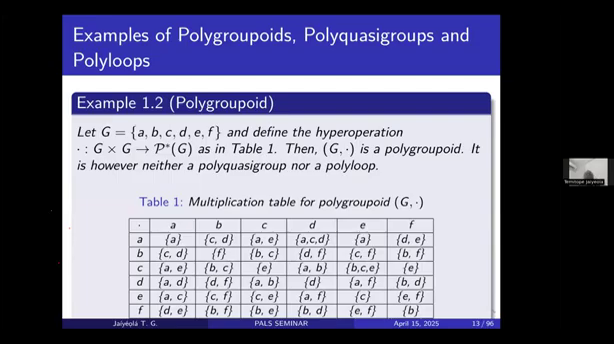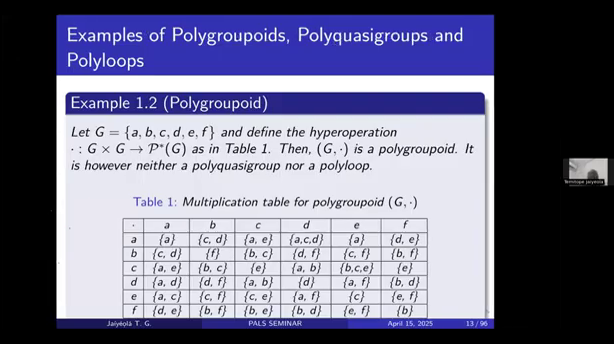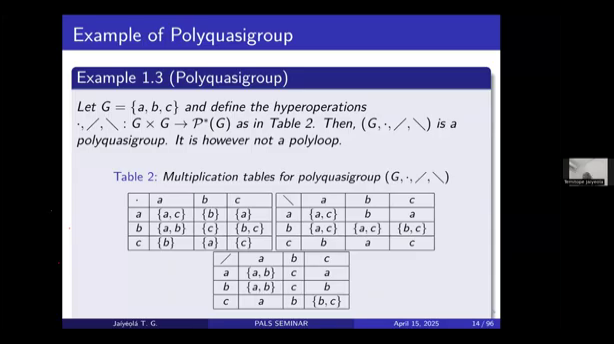Here is an example of a polygroupoid. This underlying set with an operation, as given by this particular multiplication table, is a polygroupoid. In fact, it is a polyquasigroup, but it is not a polyloop. Later on, we'll see one of our results which characterizes polyquasigroups and polyloops. That is a way in which you can quickly check from the multiplication table whether structures of this form are polyquasigroups or polyloops.